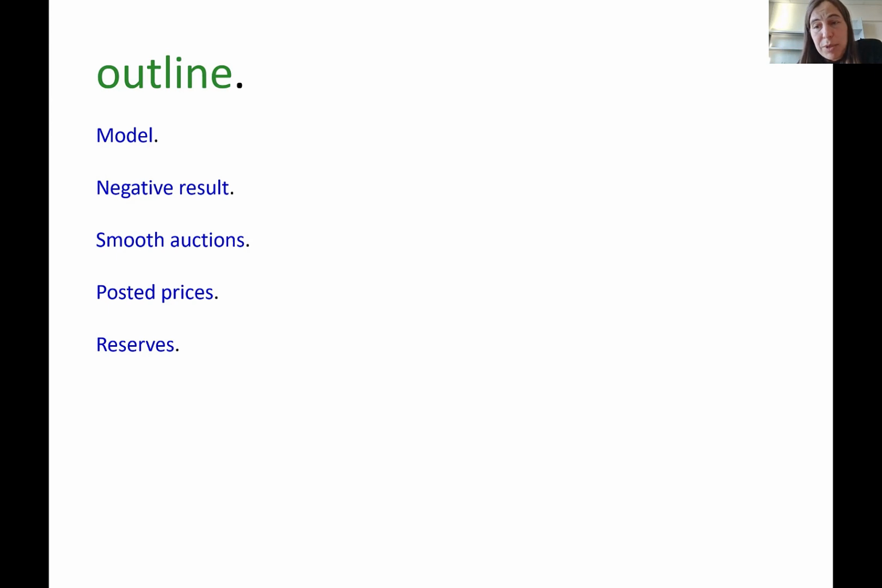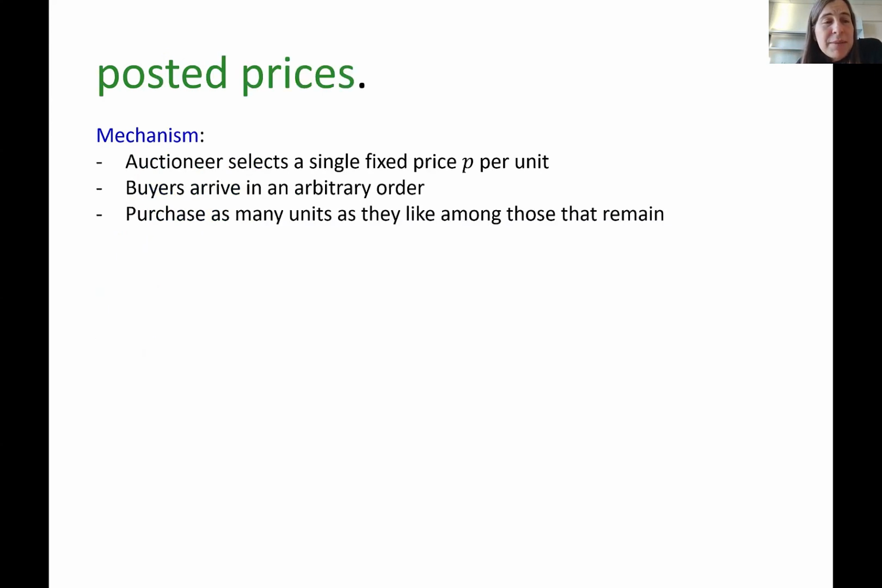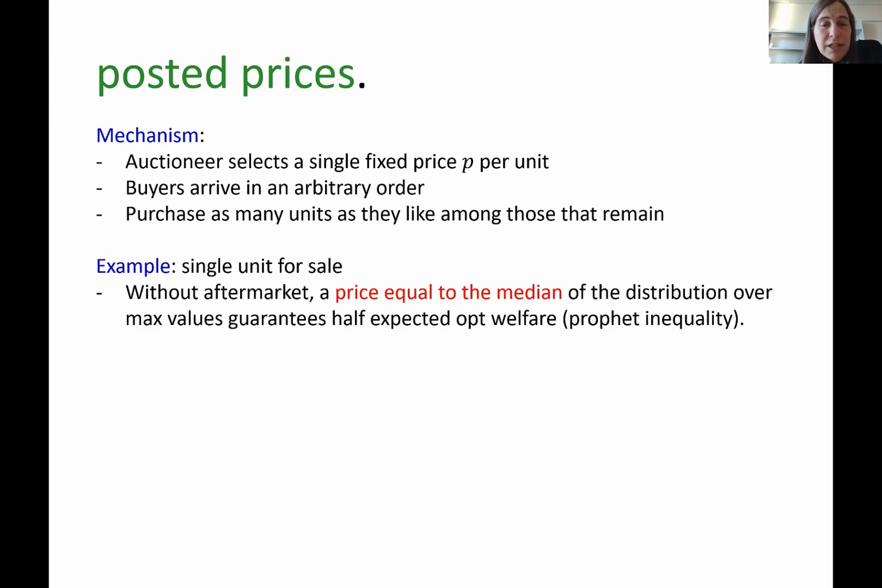So I'll talk first about posted prices. In a posted price mechanism, the auctioneer is going to fix some single price P, which is the price that she charges per unit. And then buyers arrive in some arbitrary order and can just snatch up units when they're still available at price P per unit. This is some mechanism, and we want to understand what the welfare of this mechanism looks like.